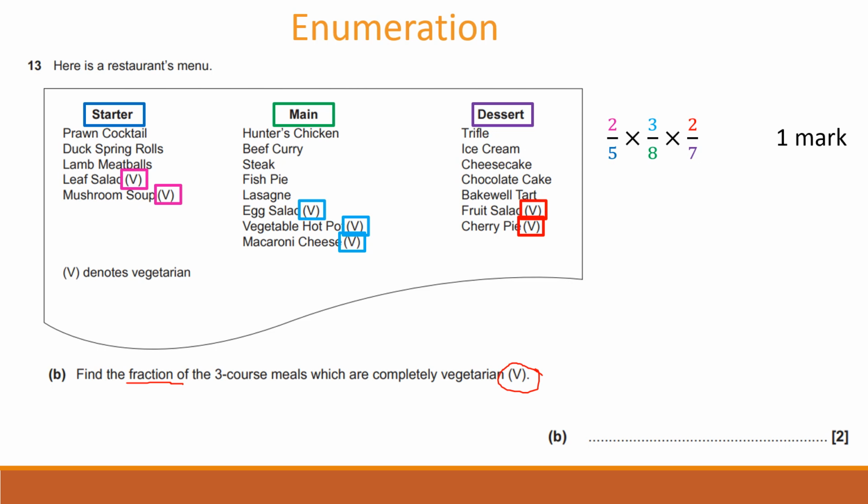Now the reason it's times is because it's the starter and the main and the dessert, and the word and in probability means multiply. So if we just type that in your calculator or multiply the top numbers, my numerators, and then multiply my denominators together, that will give me an answer of 12 divided by 280. And that is all you need to do to get the 2 marks for this question here.